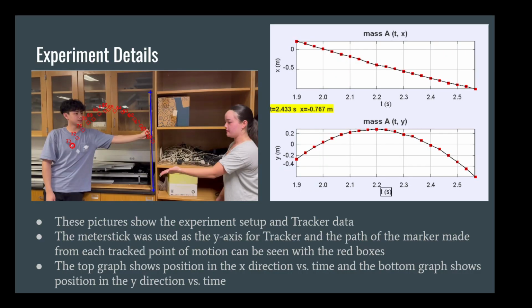So, some experimental details. These pictures show the experiment setup and the Tracker data. The meter stick was used as the y-axis for Tracker, and the path that the marker made for each track point of motion can be seen with the red boxes. The top graph shows the position in the x direction versus time, and the bottom graph shows the position in the y direction versus time.